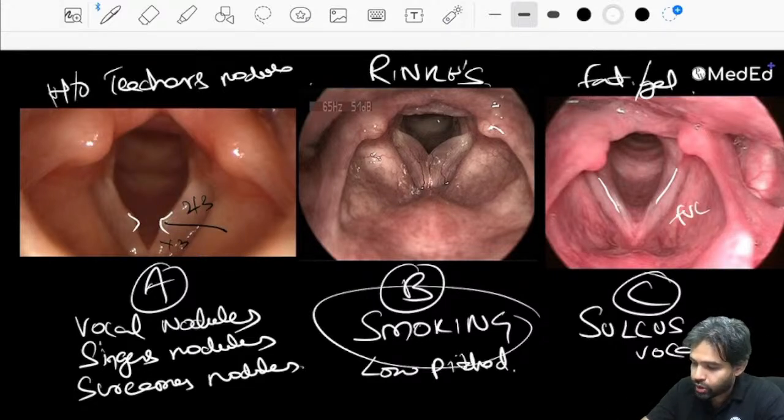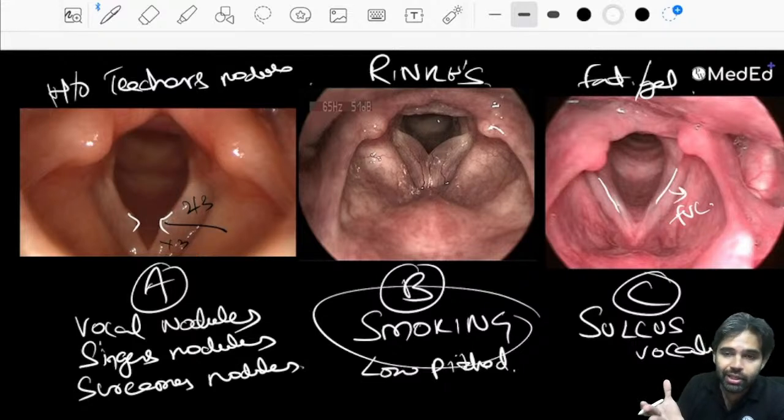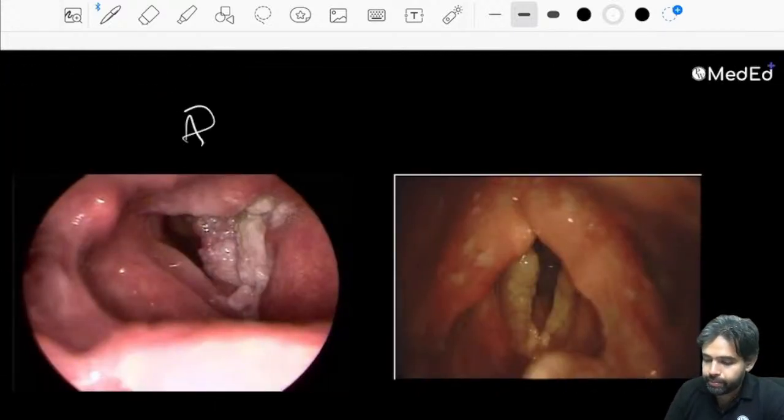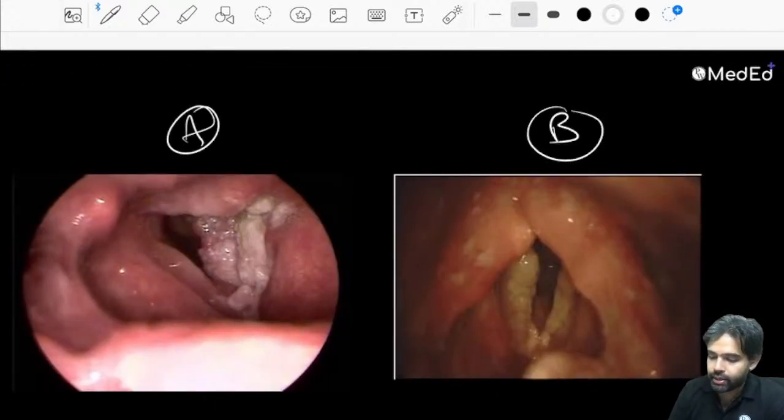False vocal cord usage is called pseudoplica ventricularis. Basically, the ventricle is the space between the false vocal cord and true vocal cord, and the patient is compensating and talking with their false vocal cord because the true cord has damage or is not vibrating properly because of this abnormal scarring called sulcus vocalis. Now A and B are very important to ask.